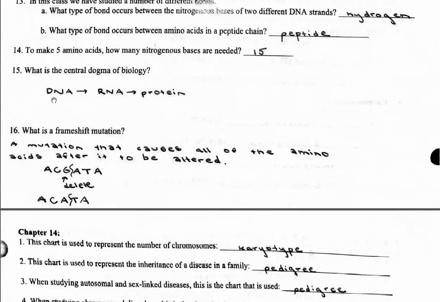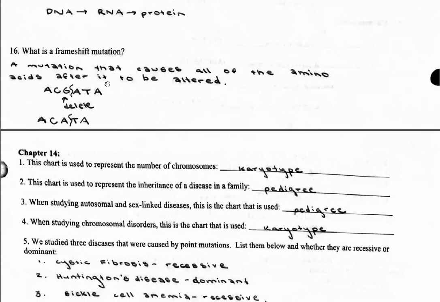Okay, this is the central dogma. The whole point of this entire chapter is that we're going from DNA to RNA and then into proteins. And finally, frameshift mutation, I already went over it, but it's basically messing up those 3, the codons that you look at. So after a frameshift mutation, all of the amino acids are messed up after that point.